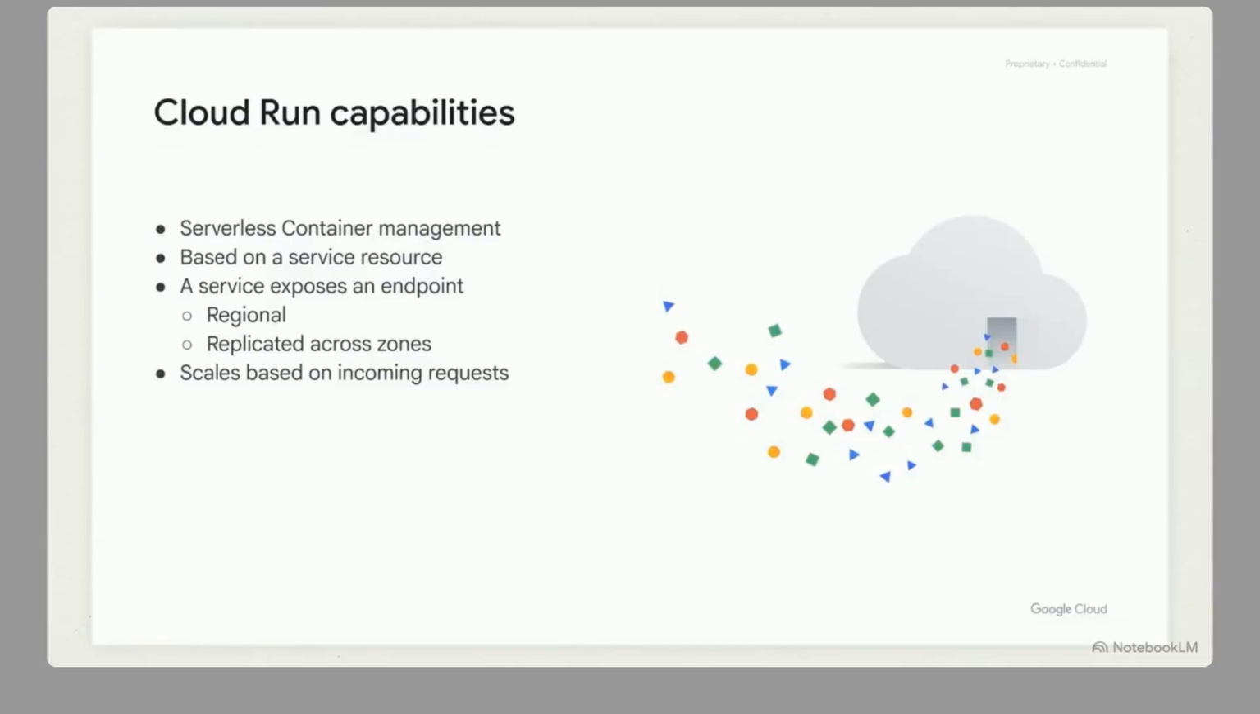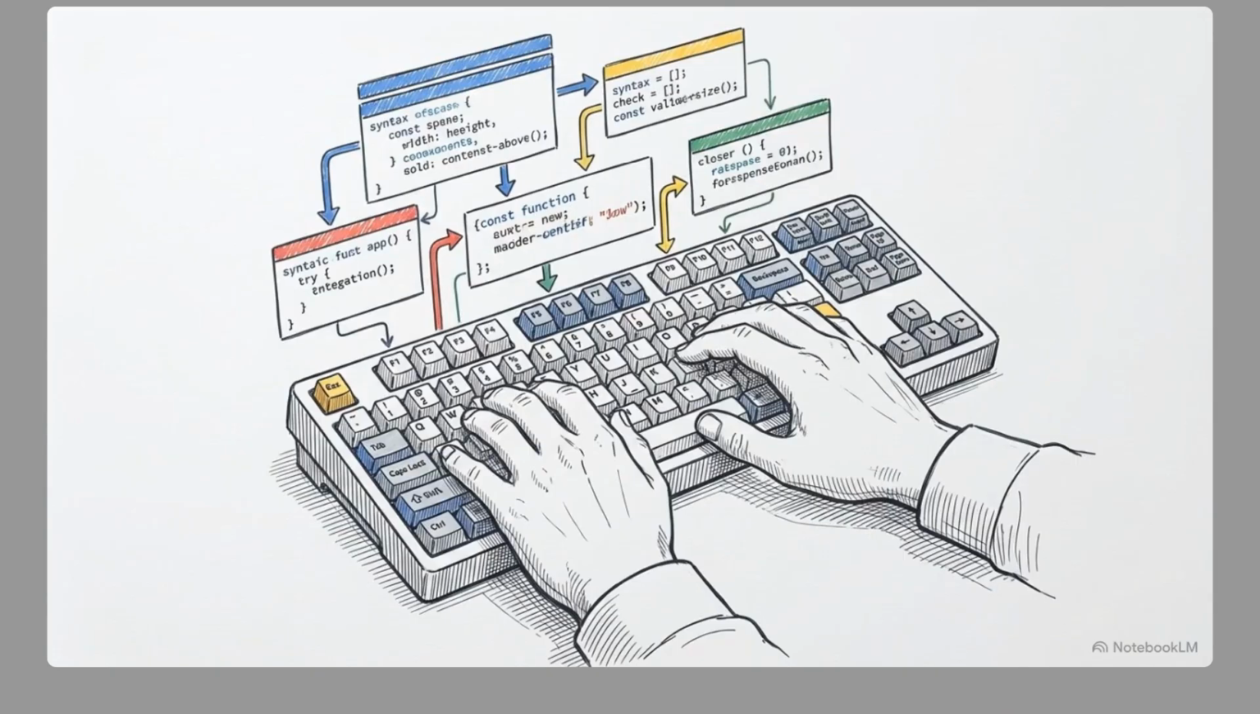For workloads that don't require persistent infrastructure, we use serverless technologies. This slide outlines Cloud Run's capabilities. It provides serverless container management based on a service resource, exposing a regional endpoint that replicates across zones and scales automatically based on the volume of incoming requests. To deploy these serverless components, we move away from the console and rely on explicit command line syntax.